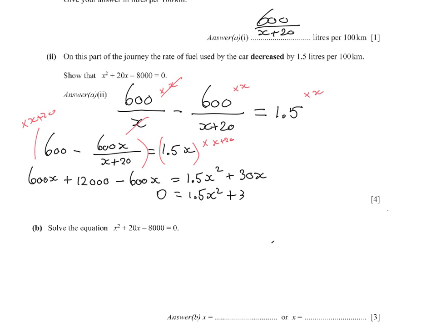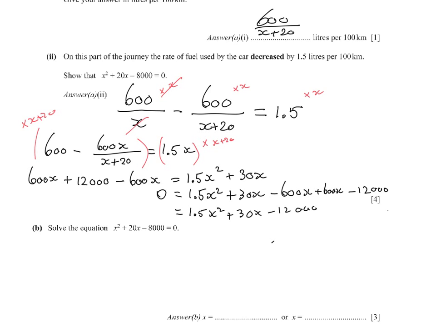30x minus 600x plus 600x, yeah, I could have already taken that away, of course, minus 12,000. All right, that's what I'll get. Then I simplify: 1.5x squared plus 30x minus 12,000, but it's not the same yet. It's almost the same, but this is 1x squared and this is 1.5x squared. So I have to get rid of that 1.5.